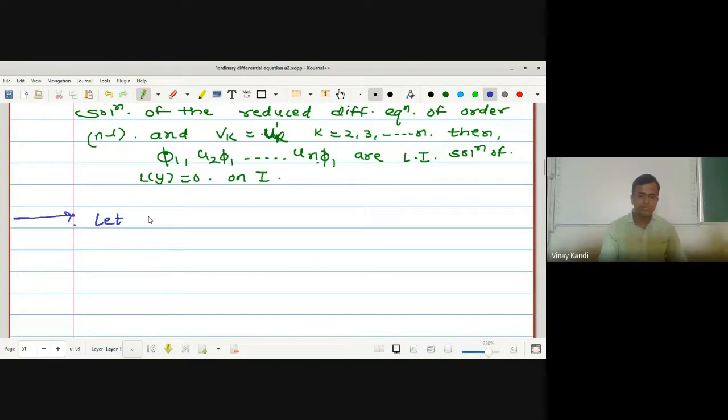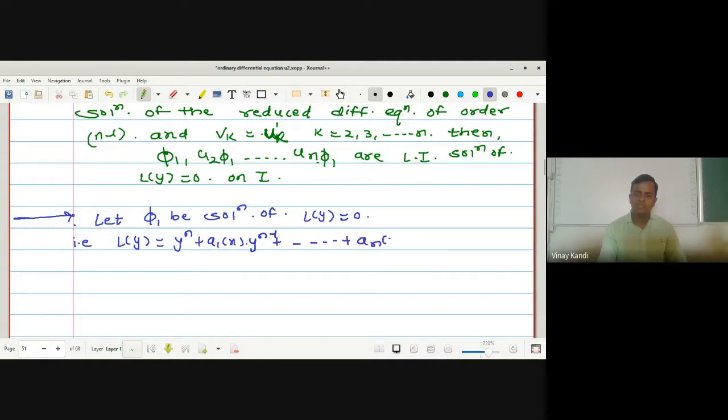Let phi 1 be a solution of L of y is equal to 0. That is, L of y is equal to y raised to n plus a1 of x into y raised to n minus 1 plus up to so on an of x into y, which is equal to 0. We try to find a solution phi of L of y is equal to 0.